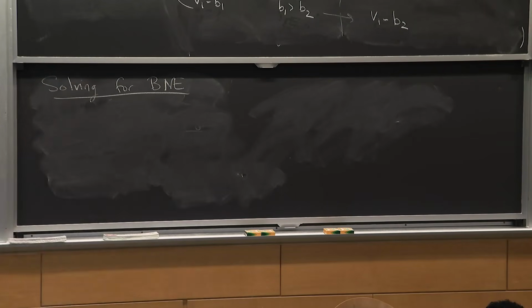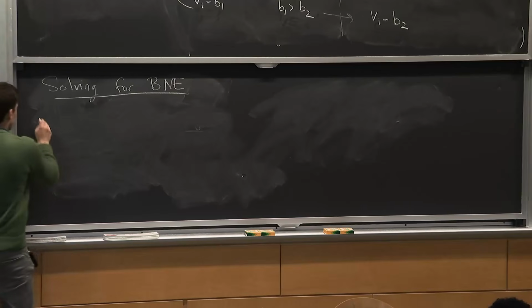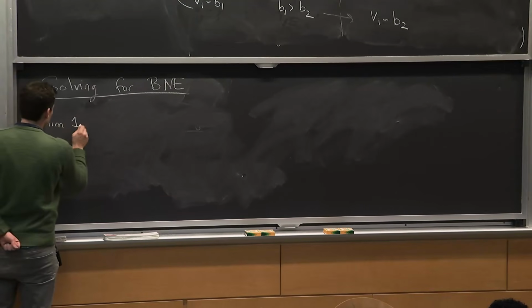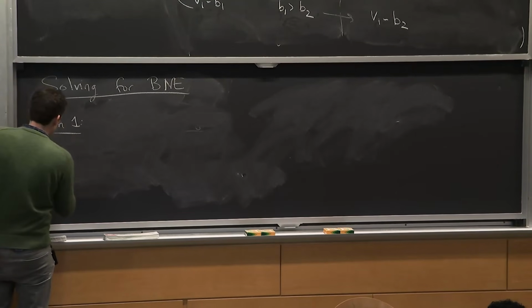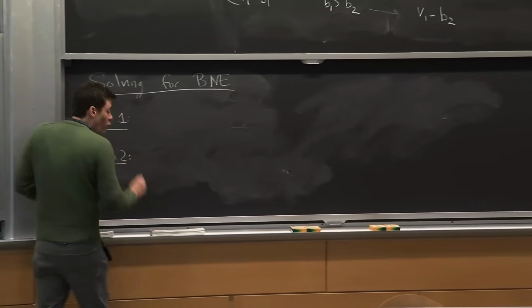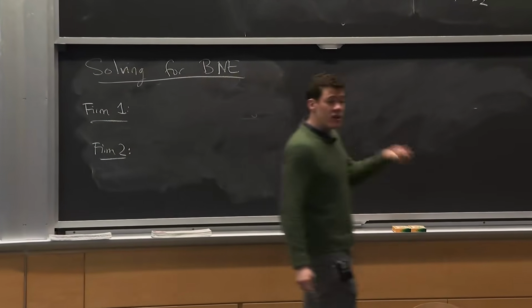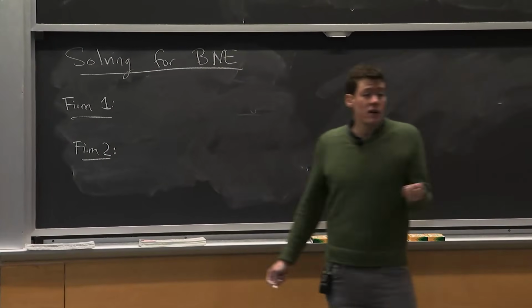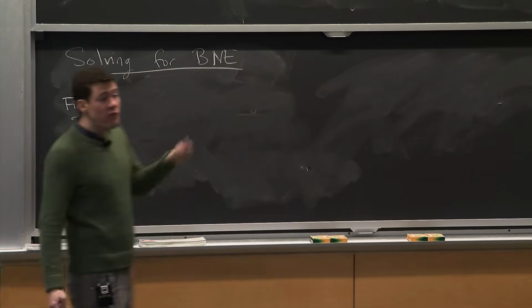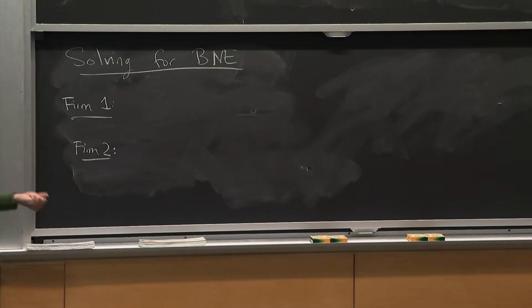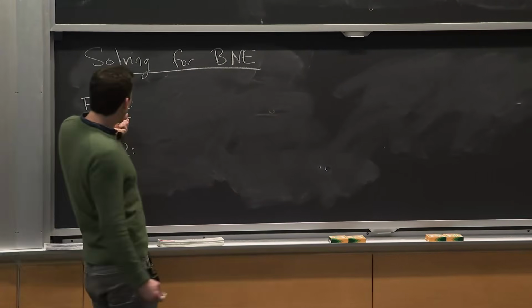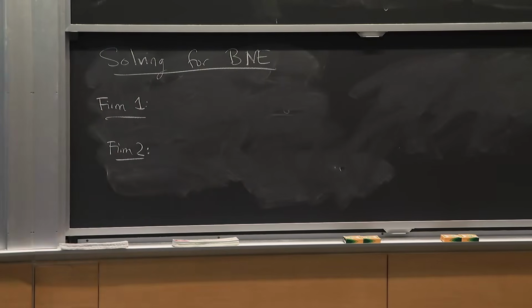What is a strategy for, let's say, we have firm 1 and firm 2. As before, a strategy has to specify what action you're going to take as a function of your private information, as a function of what you know, because you can only condition your action on things you know. So what can firm 1 condition their bid on?